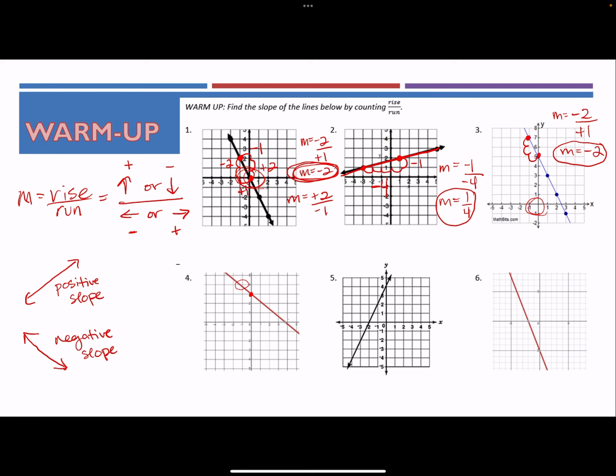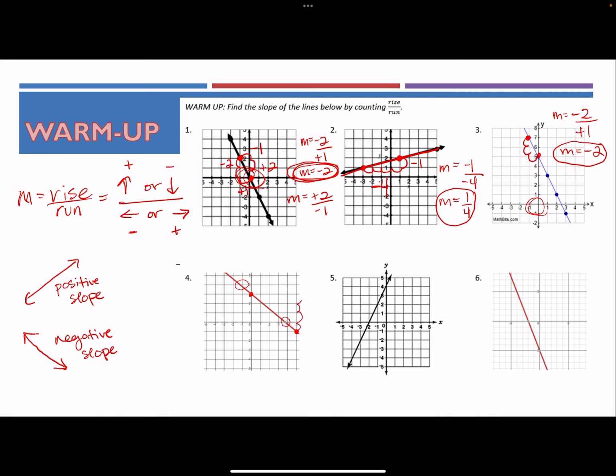And even down here, look at this. It looks so close, but it does not go through those grid marks exactly. So it intersects here at this point right here. So I'm going to use those 2 red dots, and I'm going to count rise over run.